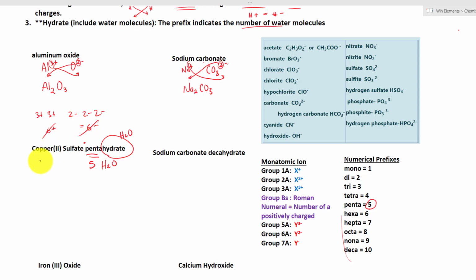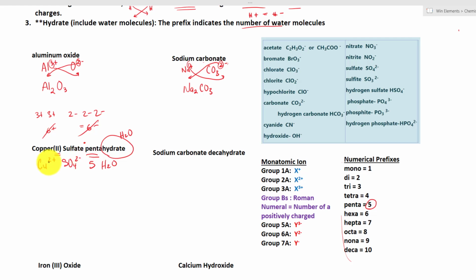So in this case, let's look at this. Copper is, what is this? Well, copper is not in group A, it's in group B. So for group B's, we use the Roman numeral to indicate the number of positive charges, right? So in this case, copper, that's easy. We don't even need to look at the periodic table. It's 2 plus. And sulfate is right here, SO4 2 minus. So sulfate is SO4 2 minus.